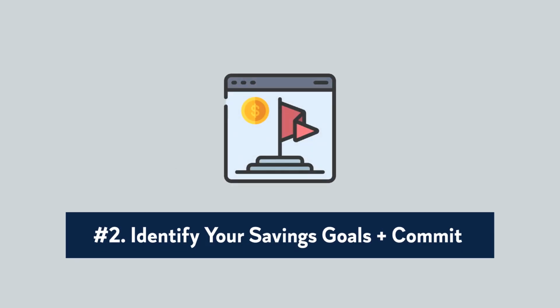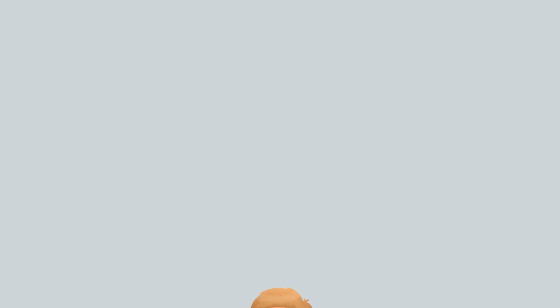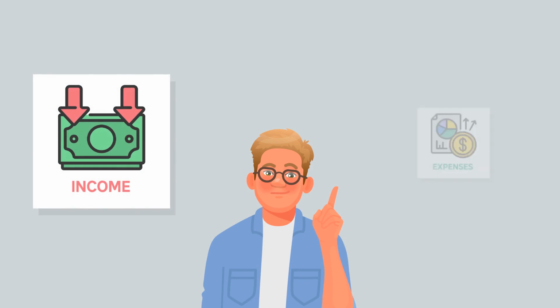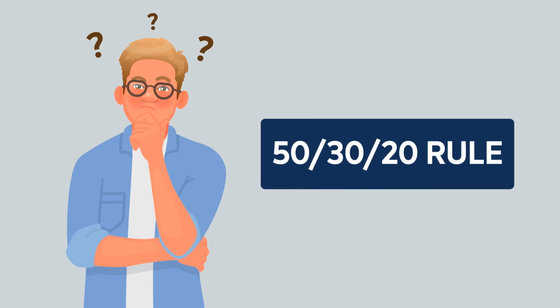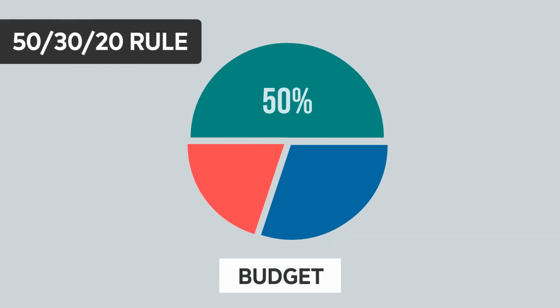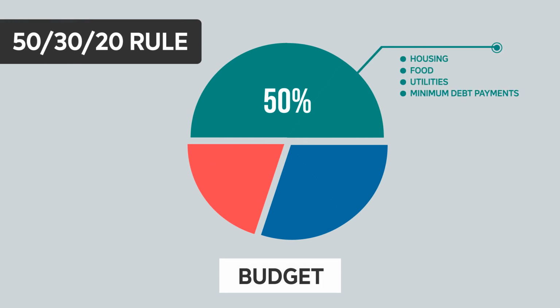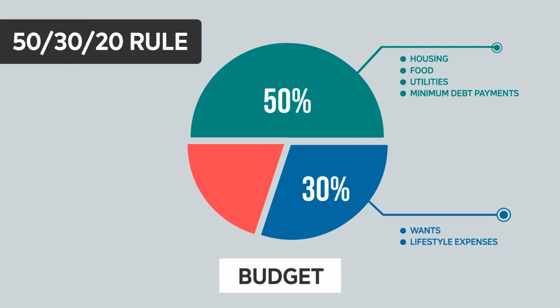2. Identify your saving goals and commit. Now that you have a better understanding of your income and expenses, you can set up some saving goals. If you're not sure where to start, consider the 50-30-20 rule. The rule says 50% of your budget should go toward essential expenses such as housing, food, utilities, and minimum debt payments. 30% should be reserved for wants and lifestyle expenses. 20% should be funneled into your savings and any extra debt payments.